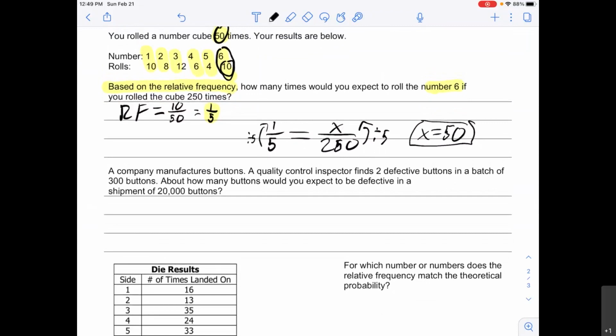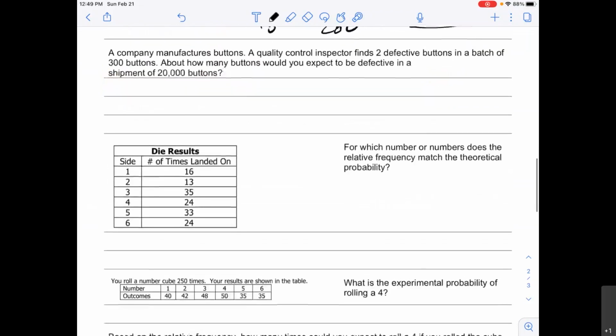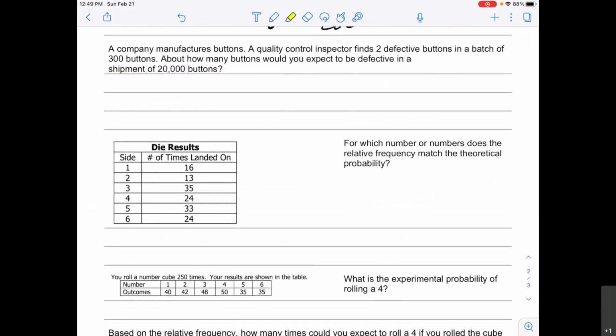So for our next example, a company manufactures buttons. A quality control inspector finds 2 defective buttons in a batch of 300 buttons. So how many buttons would you expect to be defective in a shipment of 20,000 buttons? Okay. First thing we're going to do is we're going to find the relative frequency of a button being defective. Our problem says that there were 2 defective buttons out of 300. So my relative frequency was 2 out of 300. That's how many times a defective button occurred. I can simplify that to 1 over 150.